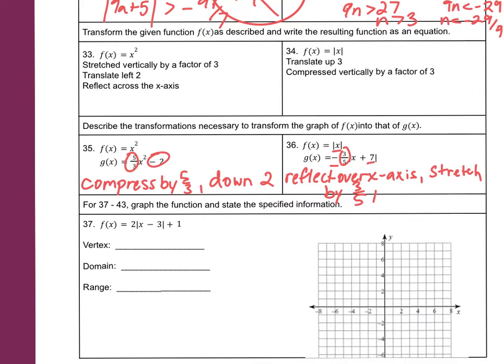And then this 7 is inside the absolute value, so that's the h, okay? So that is telling me to actually go left 7, because h is always the opposite, right? So if it says that it's positive, it's actually negative, which is going to tell me to go left, okay?